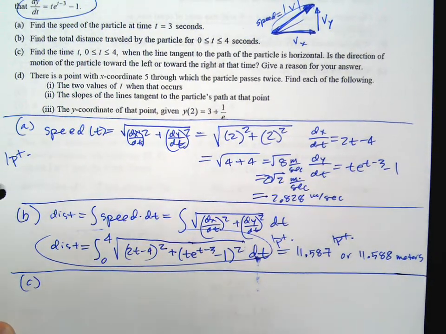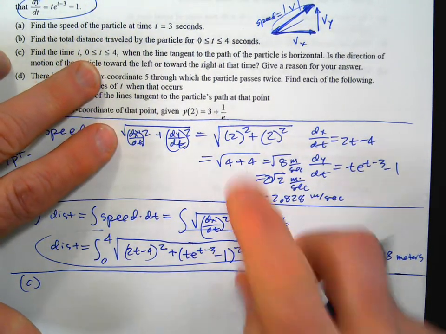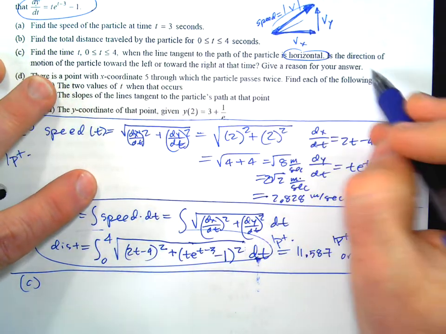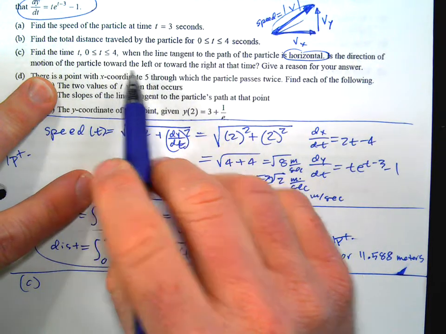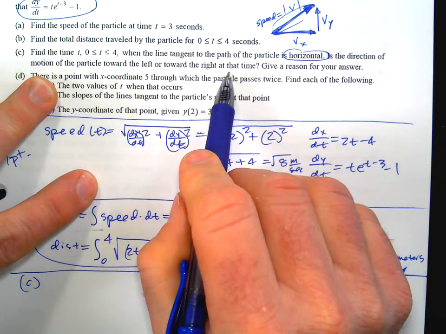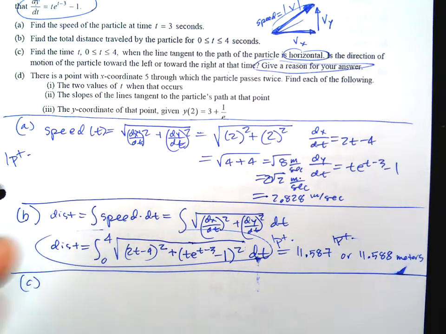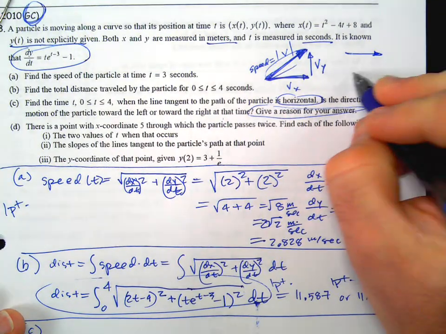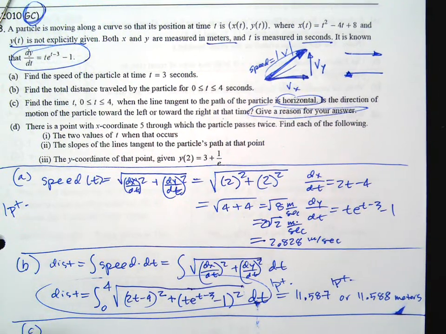C says find the time 0 to 4 when the line tangent to the path of the particle is horizontal. Is the direction of the motion of the particle towards the left or towards the right at that time? Give a reason for your answer. So this is two-dimensional motion. It could be horizontally going to the left, or it could be horizontally going to the right.